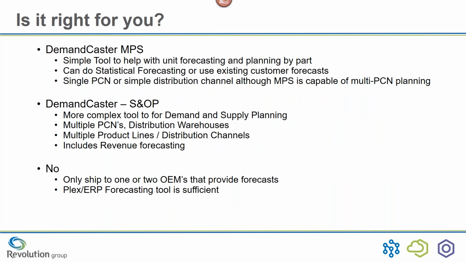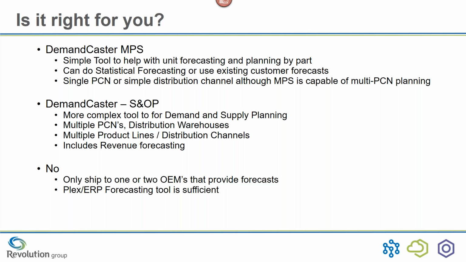So is it right for you? The basic MPS tool, it's pretty simple to use if you're trying to forecast and plan parts, and it's good for you just need to know by part number, quantities you can send out. That's great. You can do statistical forecasting. You can use existing customer forecasts. It does do multi-PCN planning, but depending on how complex it is, you might want to move that up into more of an S&OP planning. But if you're a pretty simple operation, or you're kind of shipping to only 1 or 2 OEMs, and it's pretty straightforward what you do, the standard MPS will work great.